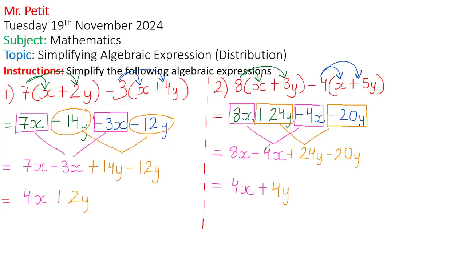Good. So we have 8x minus 4x, which gives us what? 4x. And we have 24y minus 20y, which gives us what? 4y. And so we get 4x plus 4y, and that's our final answer, because we cannot continue any further. That makes sense?